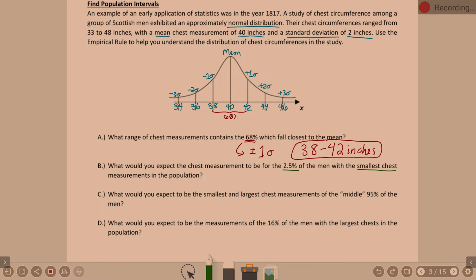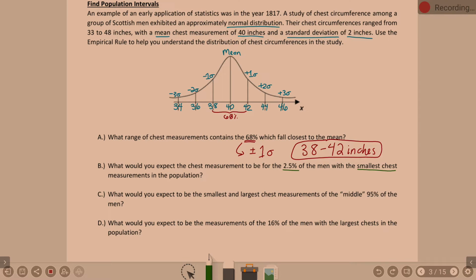I think we're just guessing at this point. 31. Again, I think we're just guessing at this point. Well, hot or cold, it says that their chest circumferences range from 33 to 48. So then 33 and a half. Okay. What other percents were we given besides 68%? 95 and 99%. Okay, 95 and 99.7.